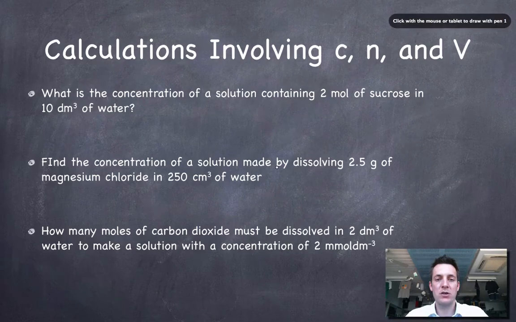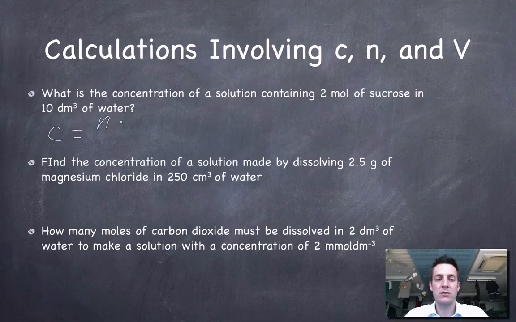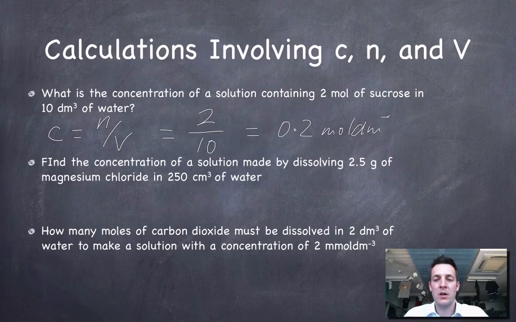Okay, let's have a look at a few simple calculations using these symbols. First one asks us, what is the concentration of a solution containing 2 moles of sucrose in 10 dm cubed of water? Now, it doesn't really matter what sucrose is, because we're told that the solution contains that and water. So the sucrose is dissolved in water, the concentration is equal to the number of moles divided by the volume, and that equals 2 over 10, and that equals 0.2 moles per dm cubed. Why am I giving my number to one significant figure?